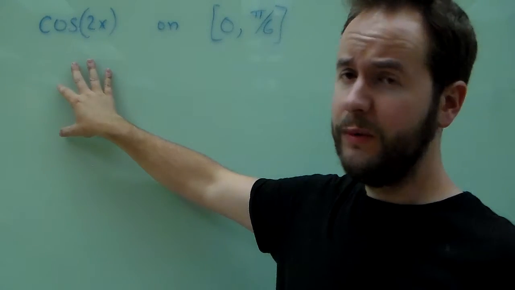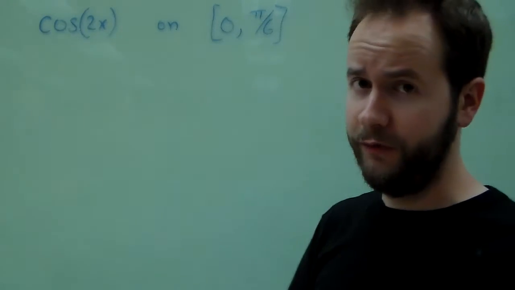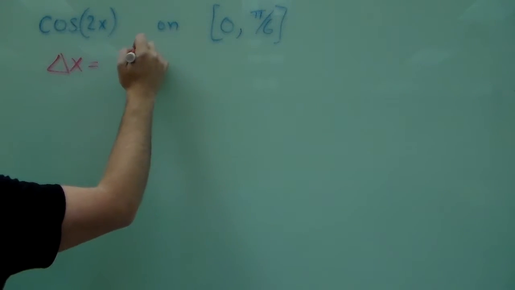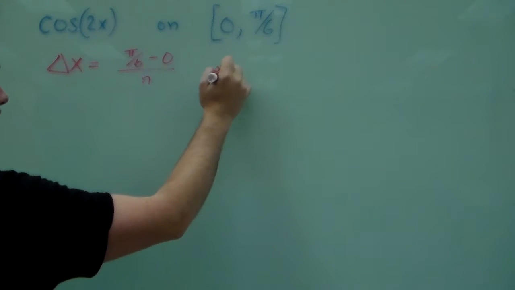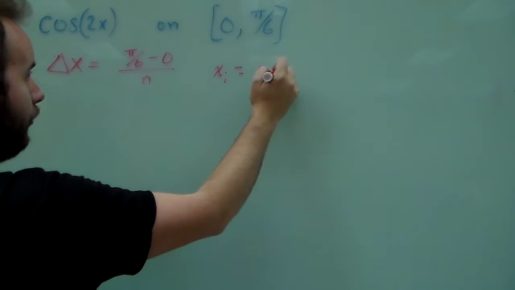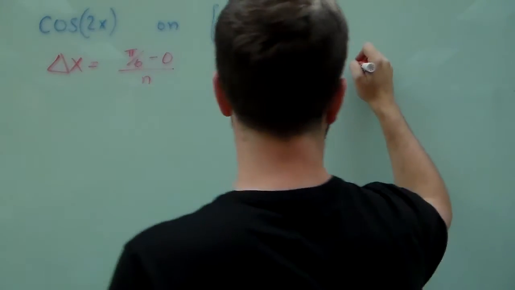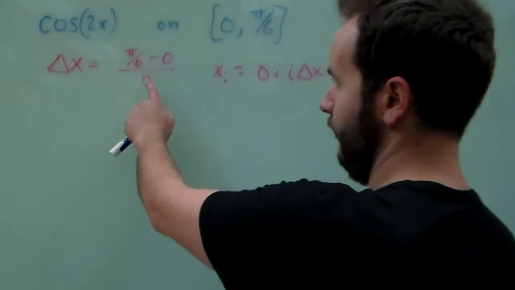Okay, now we want to find the Riemann sum represented by the area underneath the curve cosine 2x on the interval from 0 to pi over 6. Simple enough. That just means we need to go find delta x. That would be pi over 6 minus 0 all over n. xi would then be 0 plus i times delta x, which would be pi i over 6n.